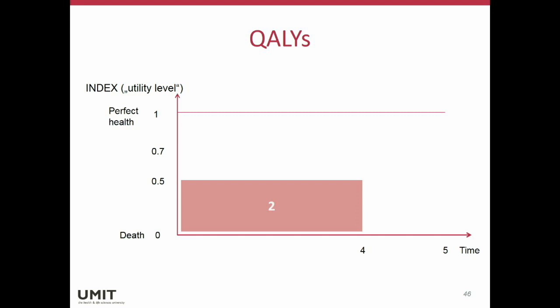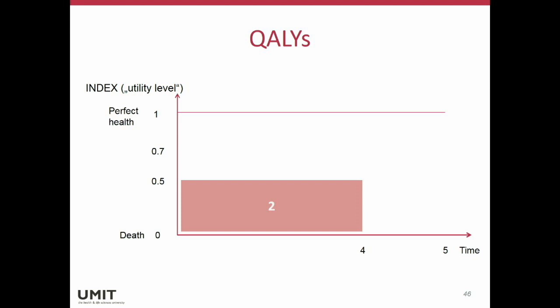It's not like perfect health. I'm not Superman or Supergirl, but it's what I can get as a diabetes patient, the best imaginable health. And what we see here is somebody who lives with a half quality of life for 4 years. So that's how many QALYs? 4 years times 0.52 QALYs.